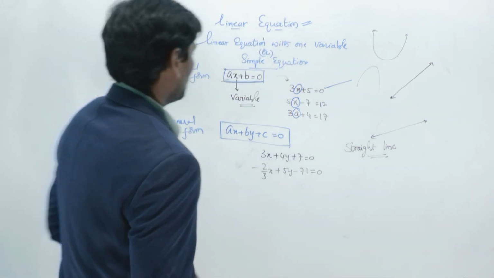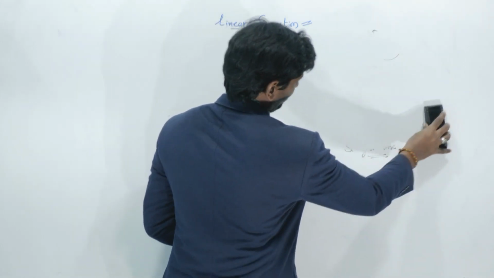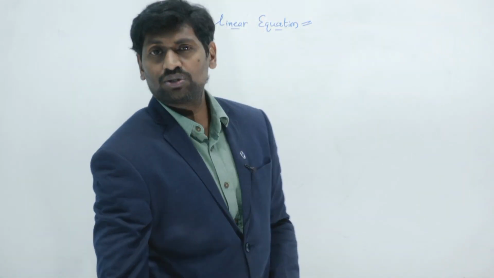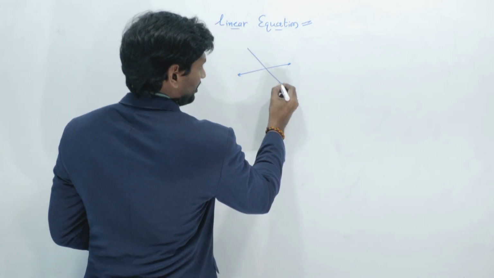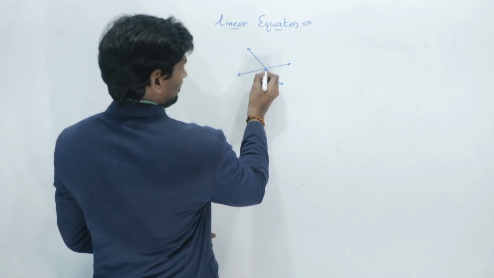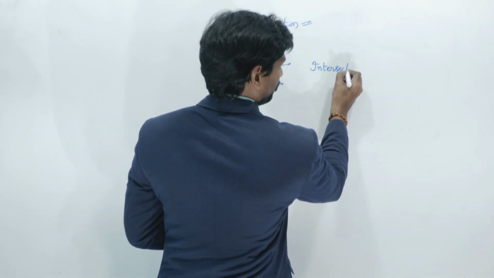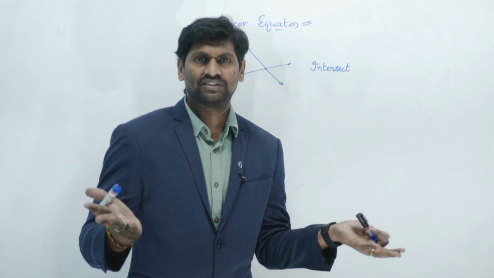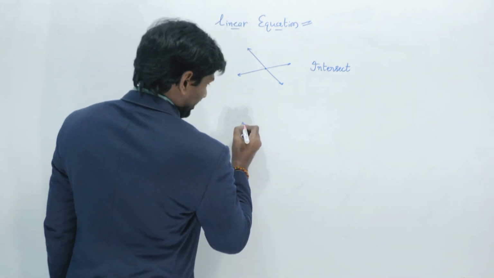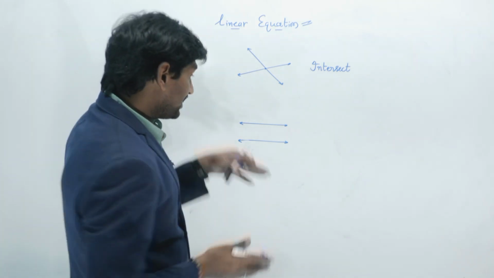Now coming to lines, if you take any two lines on a graph sheet or a plane, there are three different situations that can form. The first case is that the two lines can intersect each other at a point. We don't know the point, but at some point they can intersect. The second situation is that the two lines never touch together. That means they are parallel lines.